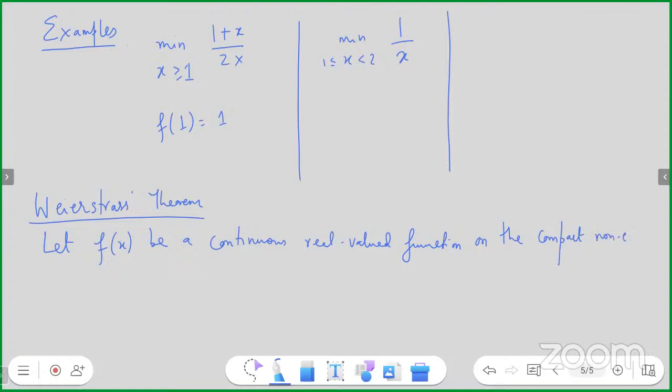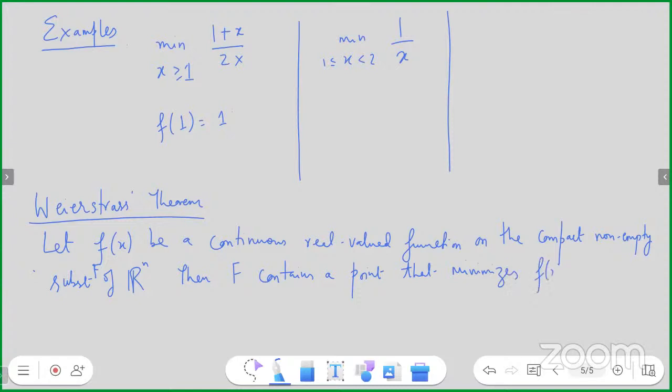Non-empty subset. Then f contains a point that minimizes f of x.